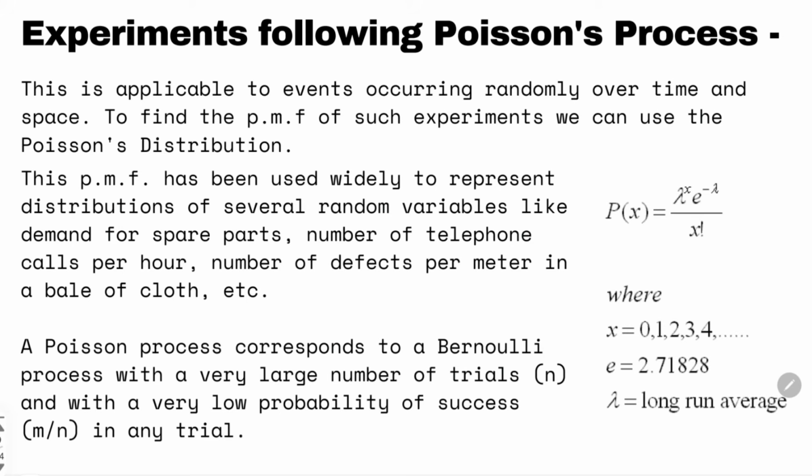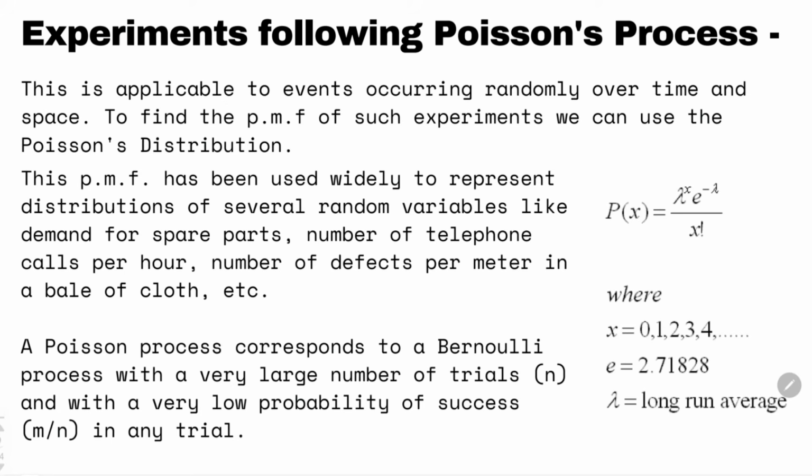So that is, if the experiment is following a Bernoulli's process, we can find the probability distributions in these two ways. Now, what if the experiment is following a Poisson's process? Poisson's processes have events that are occurring randomly over a time period. In such cases we use the Poisson distribution, where we try to find the long run average, and based on that we find the Poisson distribution. Lambda here represents the long run average.